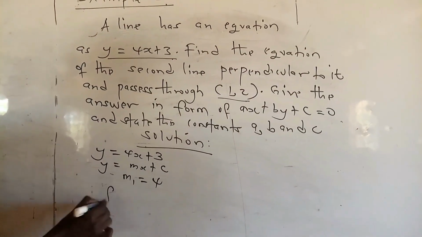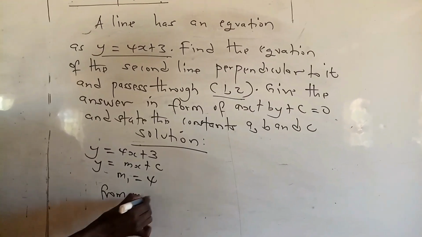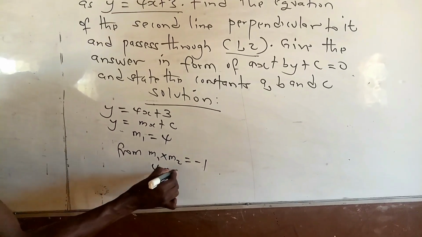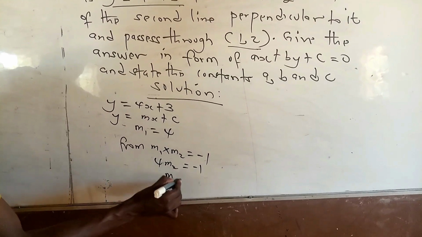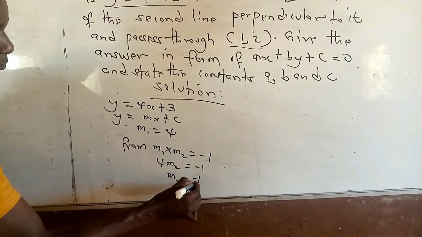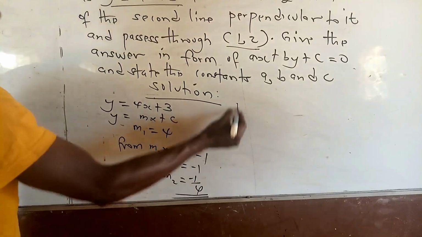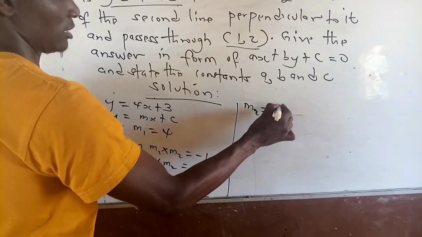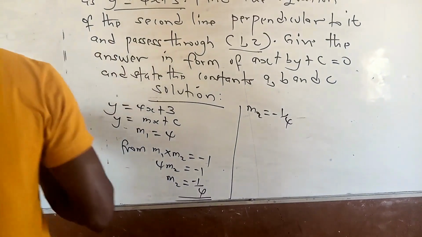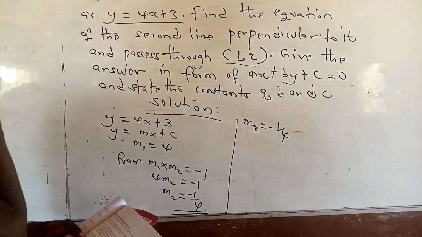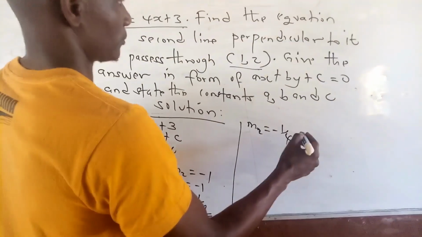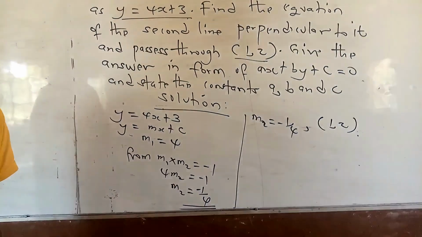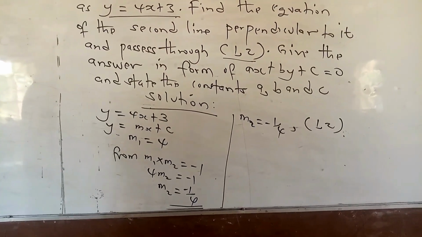So from m1 times m2 is equal to -1, we have 4 m2 is equal to -1, so that m2 will be -1 over 4. Therefore, we have the gradient m2 as -1 over 4. And we also have another point which is (1, 2). So you can go ahead and form the equation.